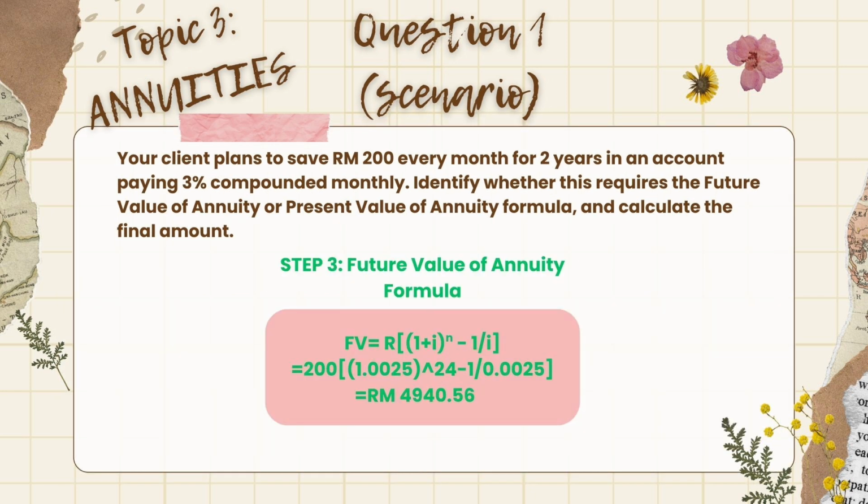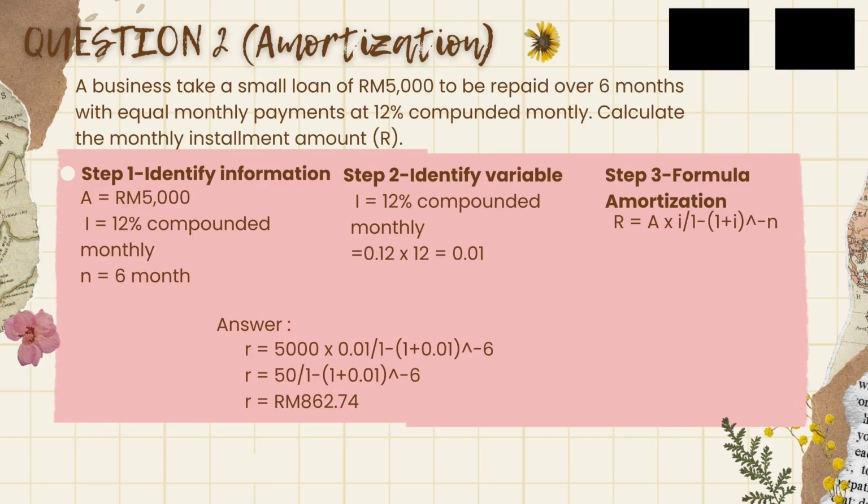Step 3. Choose the correct formula. Since savings are made regularly and we want the final amount, we use the future value of an annuity formula. Then calculate the final amount using the future value of annuity formula. After calculating, the total savings after 2 years is approximately 4,940 ringgit 56 sen.